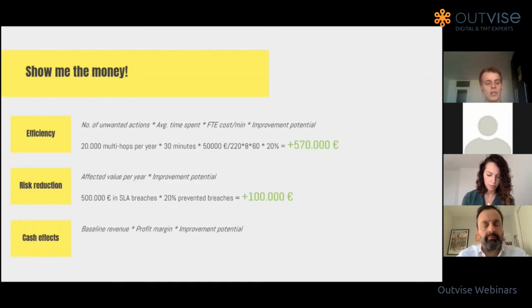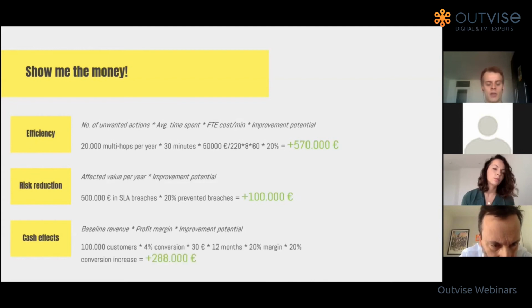The last example is about direct cash effects, where you would just calculate the baseline revenue, the profit margin that you have on that revenue, and the improvement potential that you can achieve with AI. In this example, let's say you have 100,000 customers that you're talking to about a new, more expensive contract.